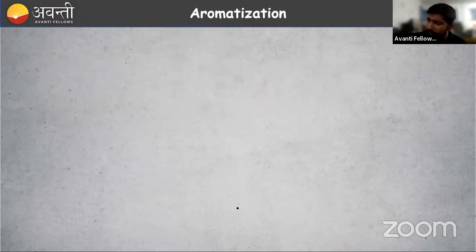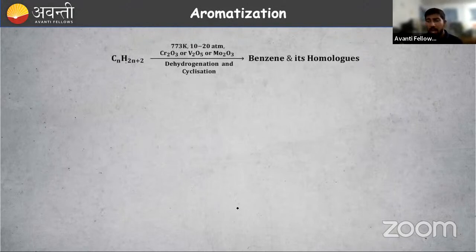Then we have aromatization. We will study aromatization now itself. I have an alkane, the general formula is CnH2n+2. The conditions are 773 Kelvin temperature, 10 to 20 atm, and catalysts: Cr2O3, oxide of chromium, V2O5, vanadium pentoxide, which you have studied, and oxide of molybdenum. In the presence of all these, our alkane is converted into benzene and its homologues.